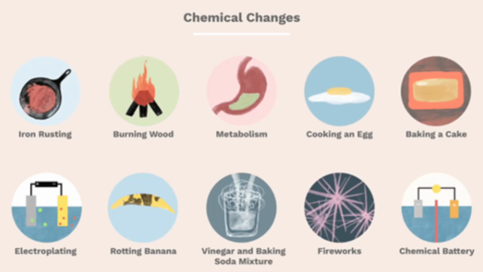Now, look at the example of some chemical changes. Iron rusting, burning of wood, cooking of an egg, baking a cake, electroplating, vinegar and baking soda getting mixed together, fireworks, chemical batteries being used up. These all are chemical changes, because in all these changes we can see a new substance is formed. So, a change in which a new substance is formed is known as a chemical change.